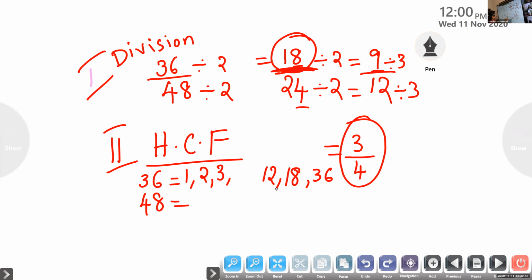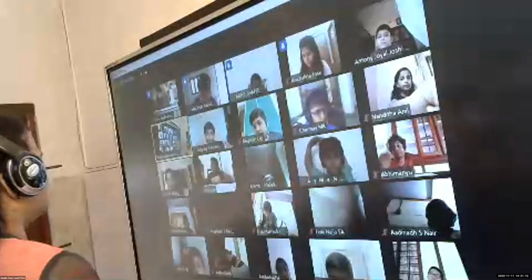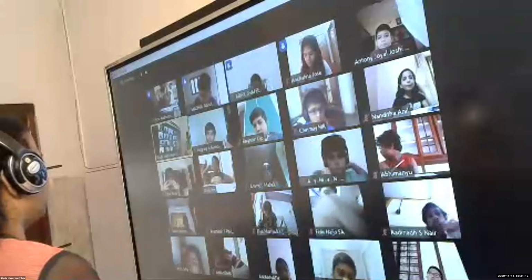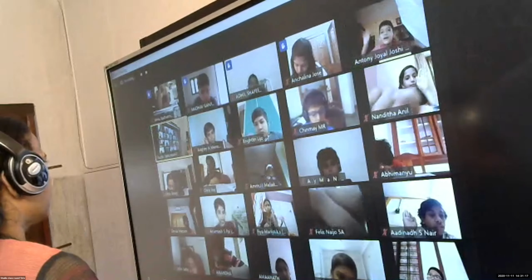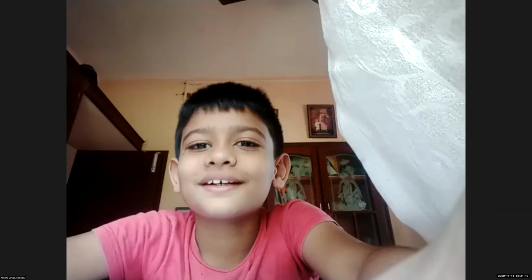Can you divide by 4? 4 times any number? 4 into 9. Is there any other factor for 36? Is there any factor we have missed out, children? Who can tell me? Is there any other factor for 36? Yes, what's that? 6 into 6.